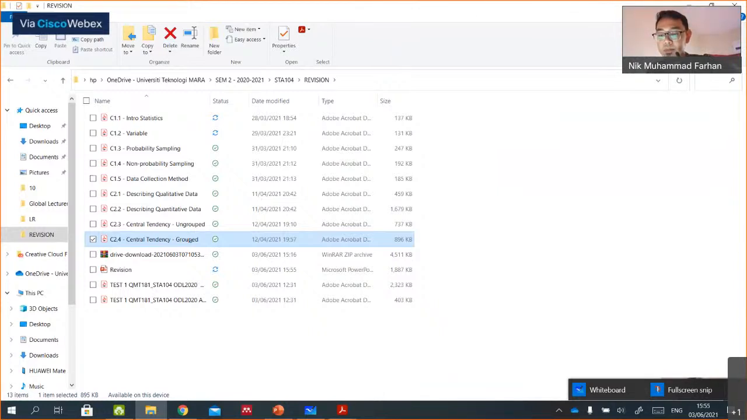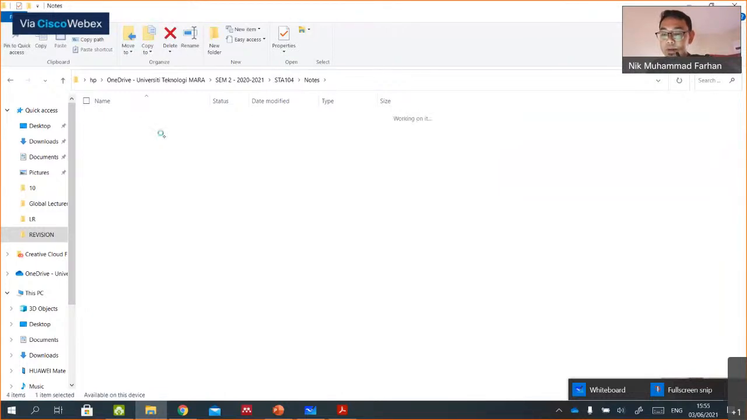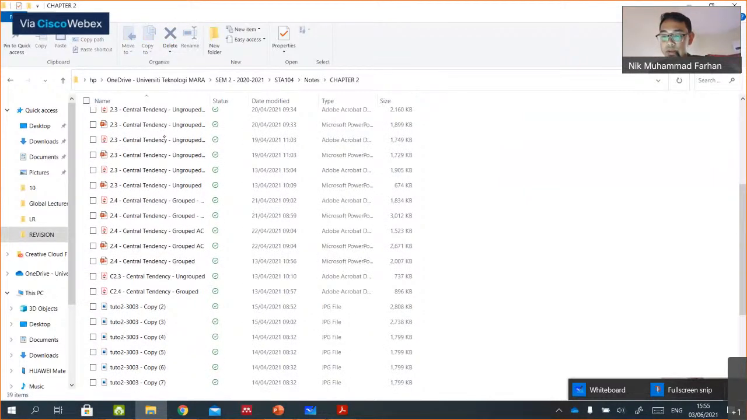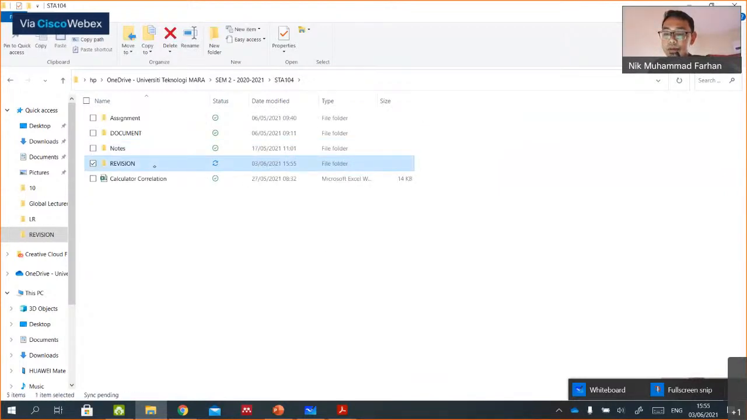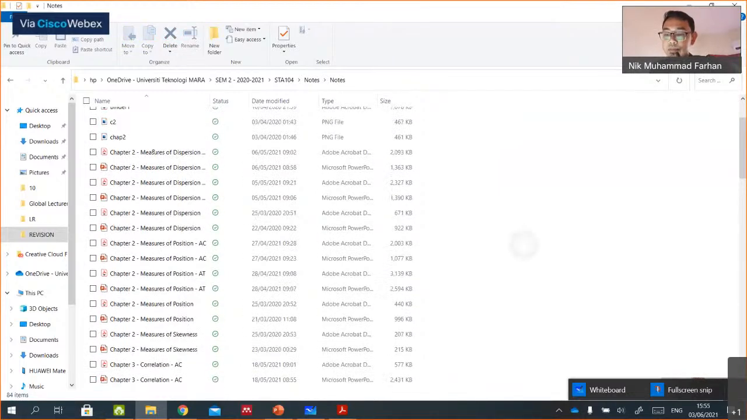Tendency. Okay, dispersion. Go back to these notes. Sekejap kita tengok chapter 2 lagi. Tapi kita bawa measures of dispersion. Oh, sorry. Kena tengok dekat sini lah. Notes. Okay. Kita tengok measures of dispersion ni lah.